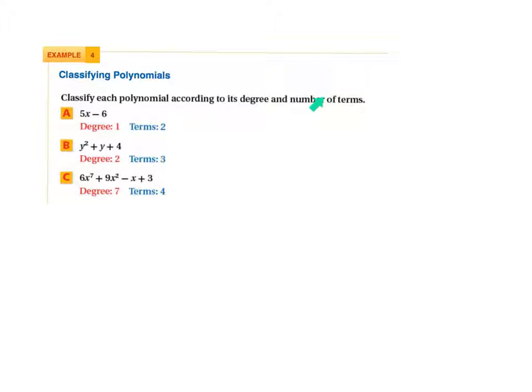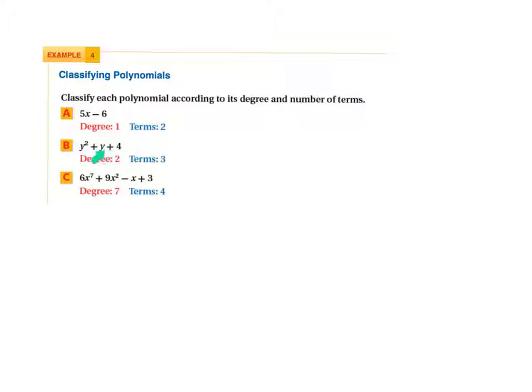So in order to classify the polynomial, we first need to know the degree and the number of terms. So the degree here is 1 because that's the highest exponent. And the terms, there are 2. So there's 1 subtraction sign separating 2 terms, the 5x and the 6. That's where we get the 2 from.